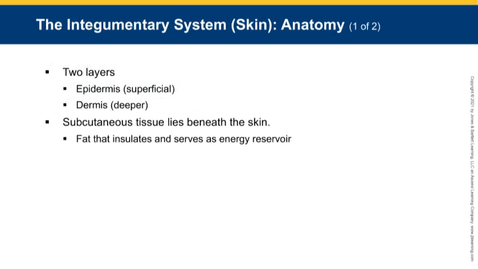The skin is the largest single organ in the body, composed of two layers: the epidermis, superficial, and the dermis, deeper. Subcutaneous tissue lies beneath the skin, consisting of fat that insulates and serves as an energy reservoir.